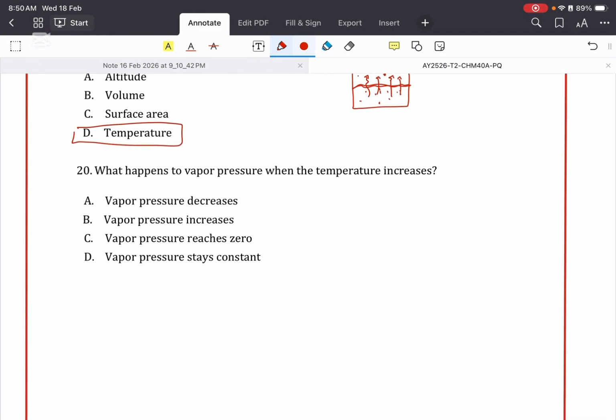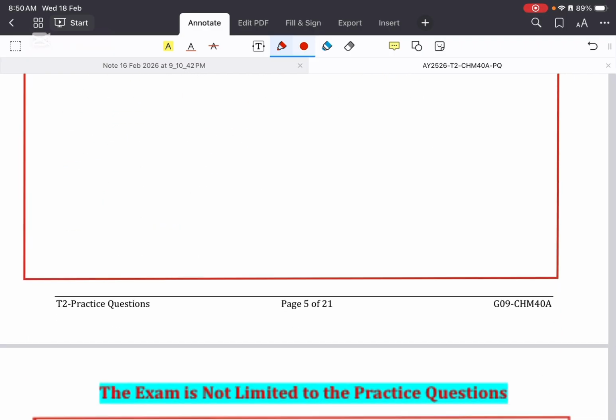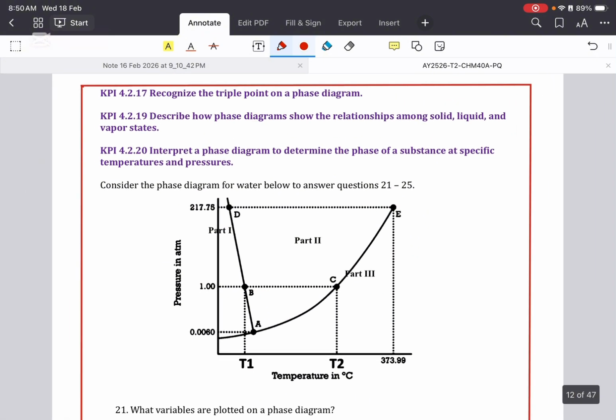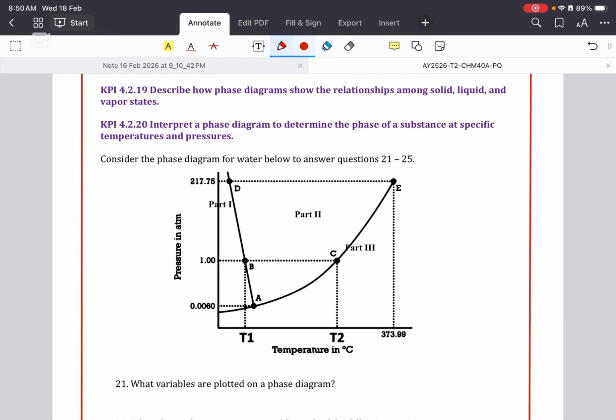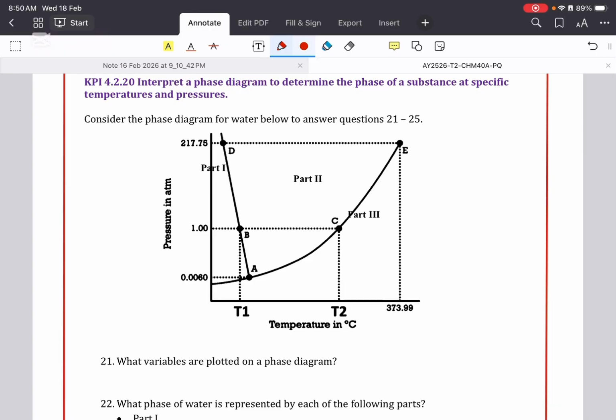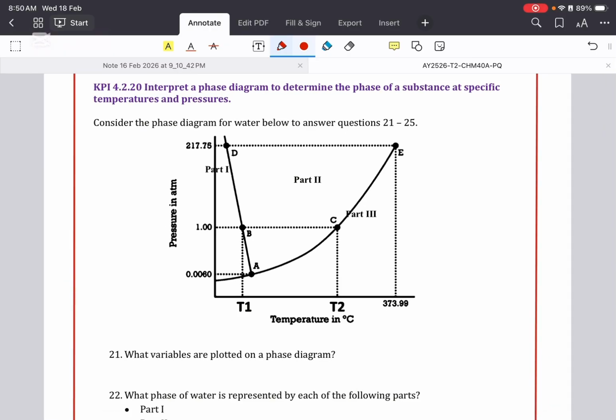What happens to vapor pressure when the temperature increases? Again, the vapor pressure is going to be increased. Now, next, let's look at the phase diagram, which includes a lot of points that you really need to be aware of. So, consider the phase diagram of water below to answer the questions.